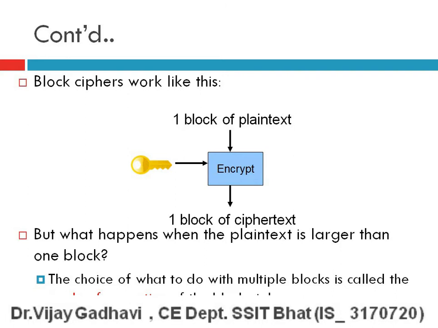The block cipher works like this: one block of plain text is encrypted using the key to give one block of ciphertext. But what happens when the plain text is larger than one block? The choice of what to do with multiple blocks is called the mode of operation of the block cipher.